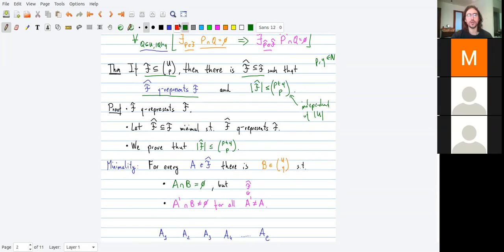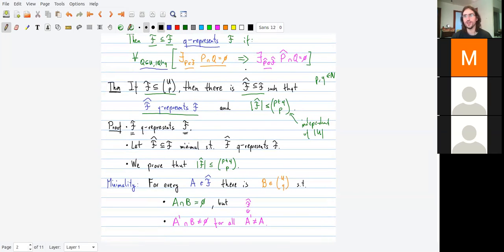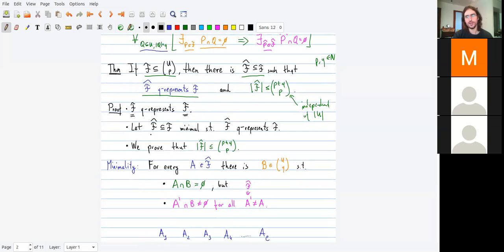Let's prove it. So the proof will be sort of greedy, in the sense that we will make smaller and smaller representative families. Clearly the whole family Q represents itself, right? You just look at this definition and the same set P satisfies the right-hand side of the implication. So we can start with the family F and then iteratively remove elements from F until we get some representative family F hat that is minimal subject to representing.